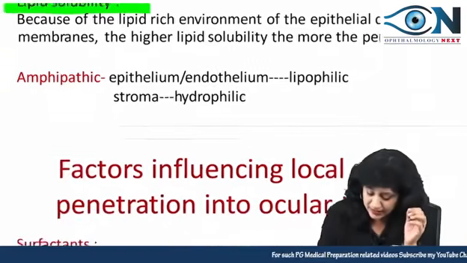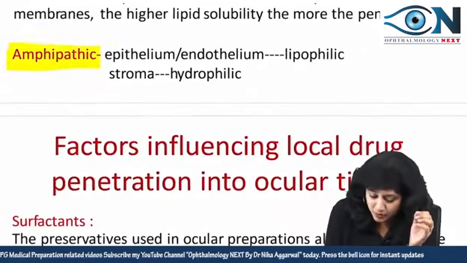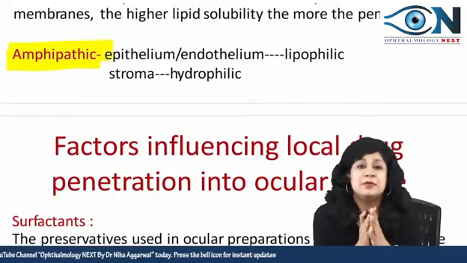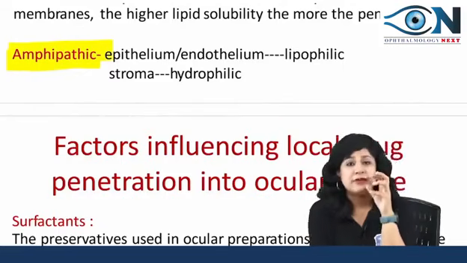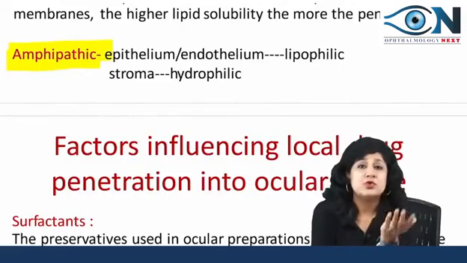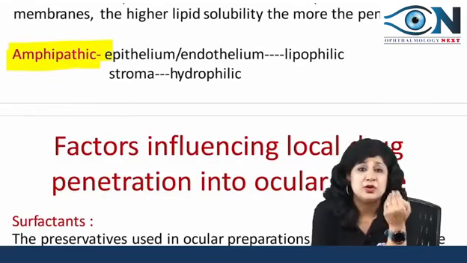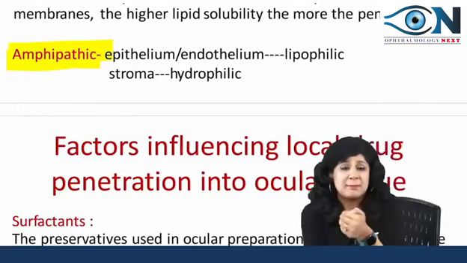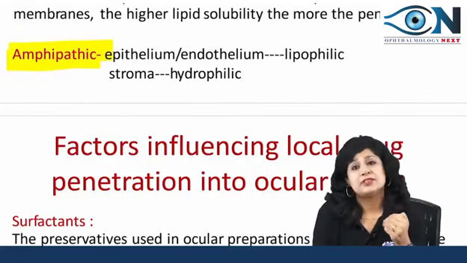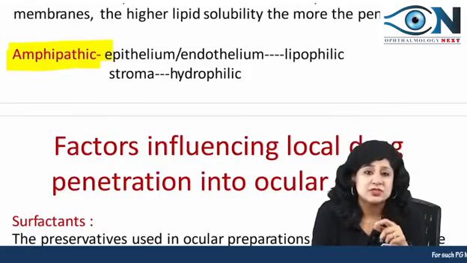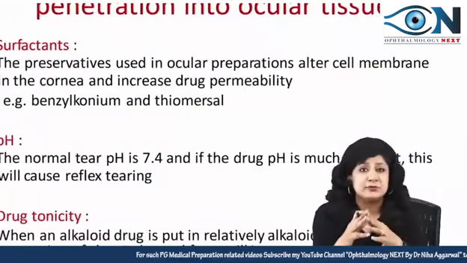Then another important thing is whether it is amphipathic or not. Amphipathic means whether it is penetrating the epithelium or the endothelium, whether it is penetrating the stroma or not, whether it is hydrophilic or lipophilic. So all these factors will obviously alter the concentration and the penetration of the drug which is going inside. Now let's talk about the other things which are going to influence.